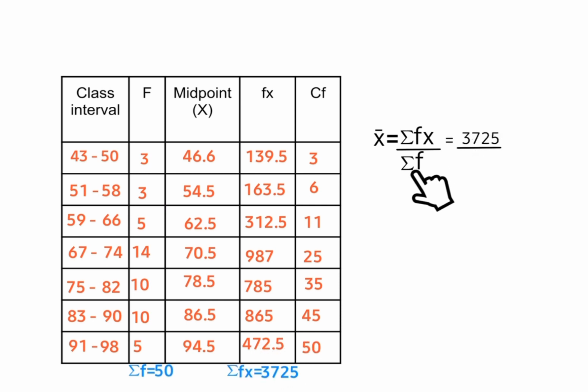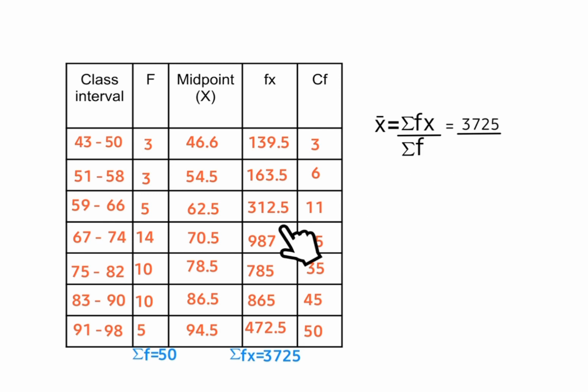3725 divided by summation f. Our summation f value we got 50. 3725 divided by 50 is 74.5. So the mean mass of the students is 74.5.